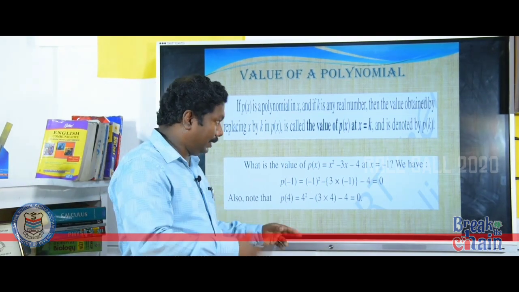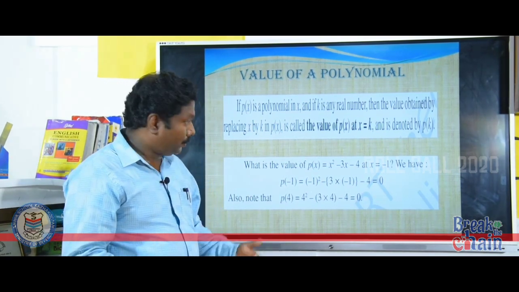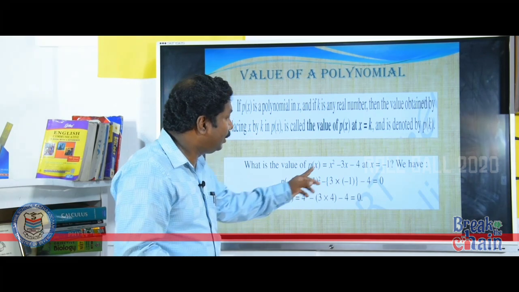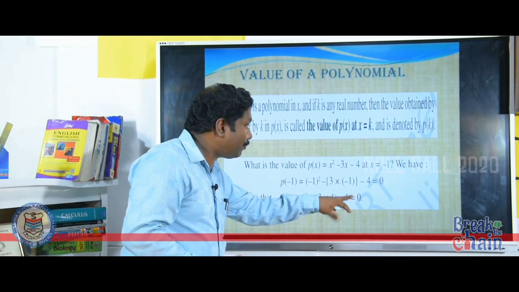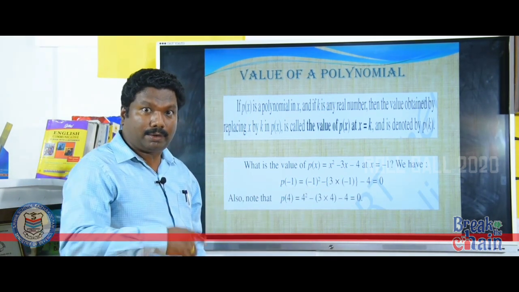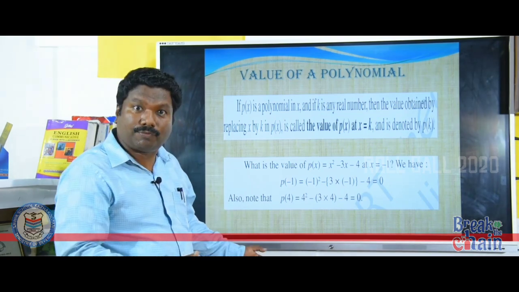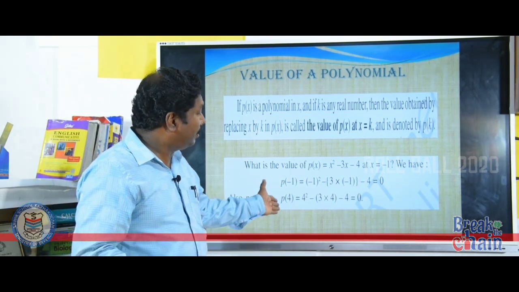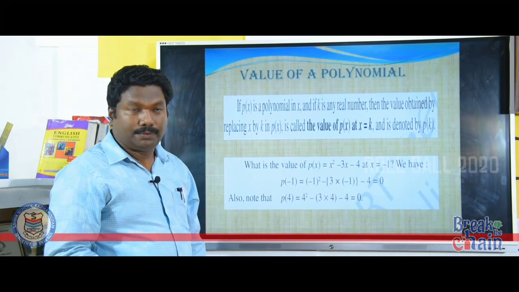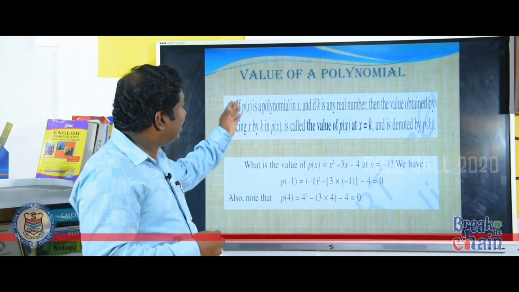So, it may or may not be 0. Here the answers are p of minus 1 equal to 0 and p of 4 equal to 0. Every time it may not be. Here, fortunately or unfortunately, p of minus 1 and p of 4 both are 0. Okay, that means value of a polynomial.